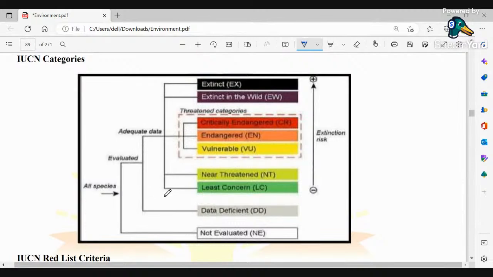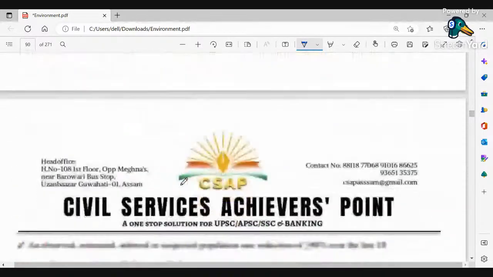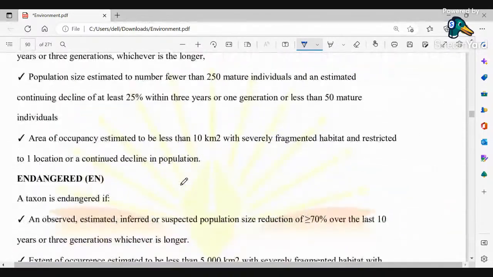So you can see the IUCN categories. These are the categories, coming from the bottom to the top. Extinct in the wild is at the top. Threatened species come under critically endangered, endangered, and vulnerable. Upon that, they will go extinct in the wild in a while, and lastly, they will go totally extinct. Okay, so this is the classification.